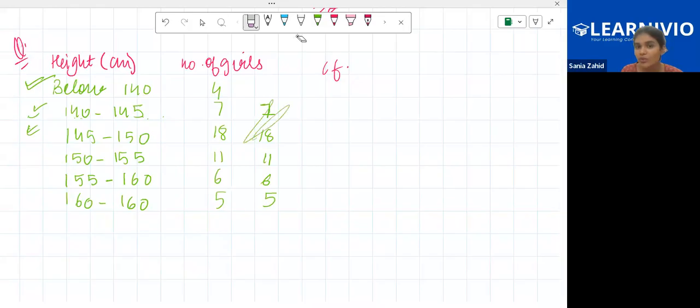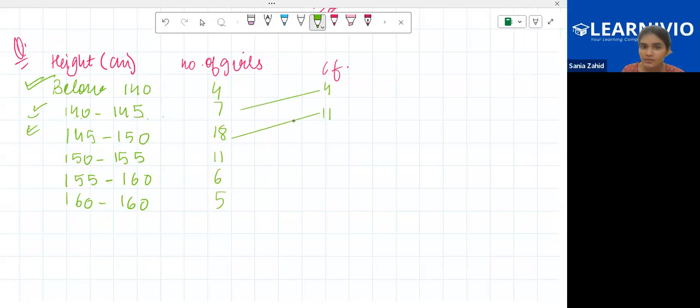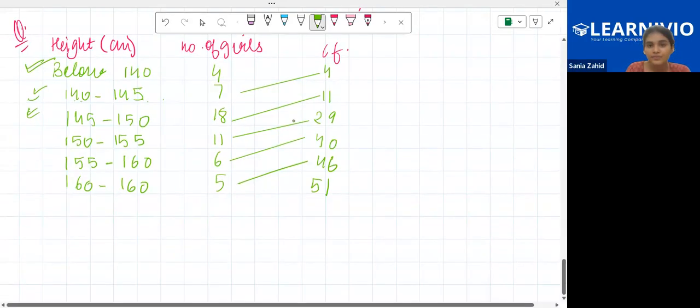Okay, now you have the proper frequency with you. Now you write the cumulative frequency. First will be 4 only. Then you do 4 plus 7, 11. Then you do 18 plus 11, 29. Then you do 29 plus 11, 40. Then you add this, 46. Then you add this, 51. See, we are getting 51. Now it's correct. Now, what do we have to do next?